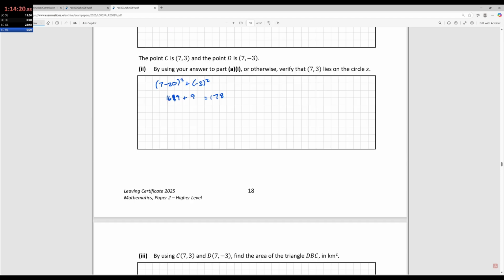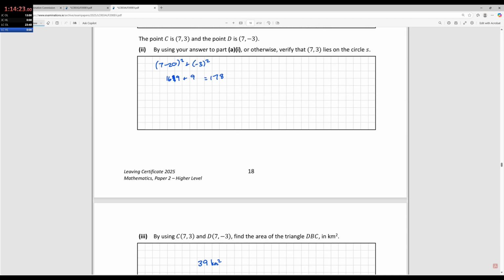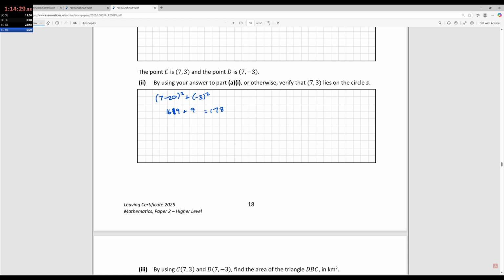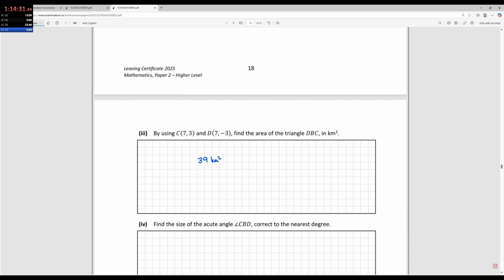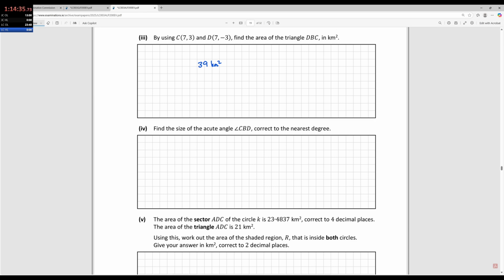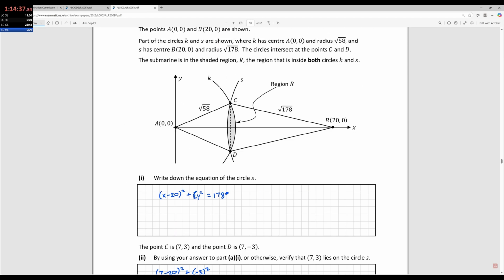Not right, 7 to 20 is 13. They did ask for DBC. So it'd be 13 times the height, which from 3 to minus 3 is 6, but we have to halve it, so it'd be 3 times 13, which is 39. Next: find the size of the acute angle CBD.